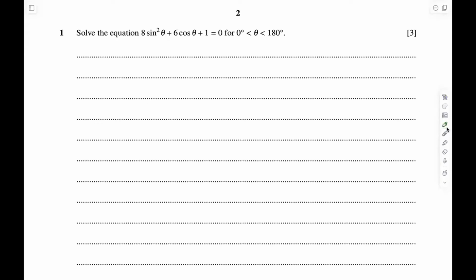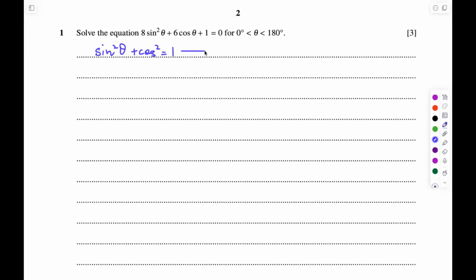In question 1, we have to solve the equation 8 sine squared theta plus 6 cos theta plus 1 equals 0. Now, to solve this equation, we have to first bring it in terms of sine or cos. Now, as we have sine squared over here, and we know that the identity is sine squared theta plus cos squared theta equals 1.